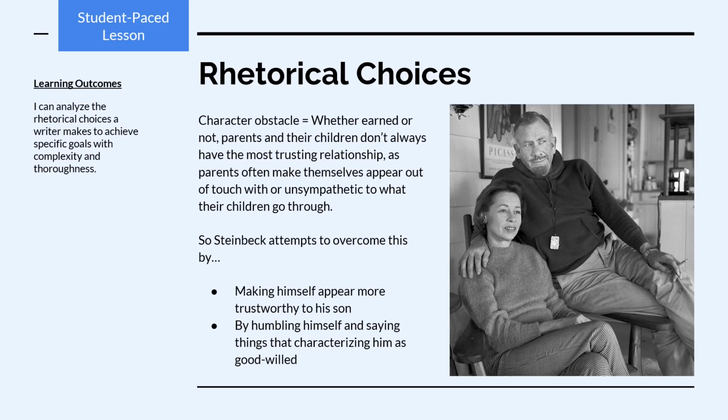Here's a character obstacle from Steinbeck's letter. Whether earned or not, parents and their children don't always have the most trusting relationships, as parents often make themselves appear to be out of touch with or unsympathetic to what their children are going through. So Steinbeck attempts to overcome this obstacle by making himself appear more trustworthy to his son. And he does this by humbling himself and saying things that will characterize him as good-willed, as wanting only what's best for his son's happiness.